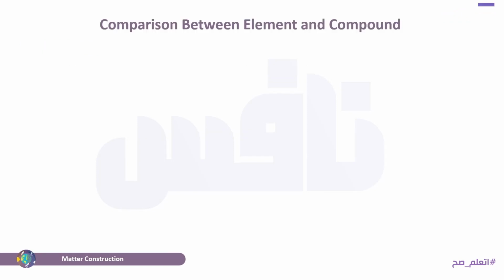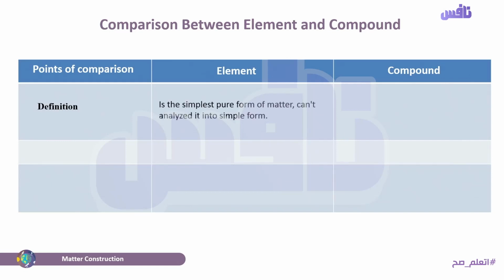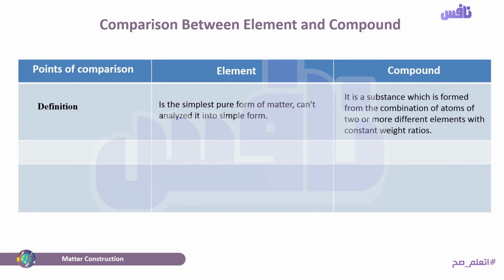Okay. Now I need to compare between the element and the compound. The point of comparison: the element and compound. Number one, the definition. The element is the simplest pure form of matter that can't be analyzed into a simpler form. What about the compound? Compound is the substance which is formed from the combination of atoms of two or more different elements with a constant weight ratio.